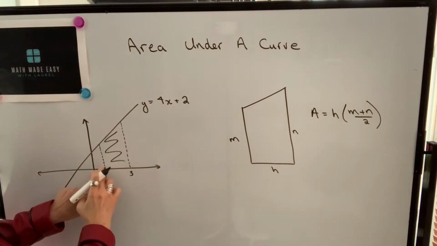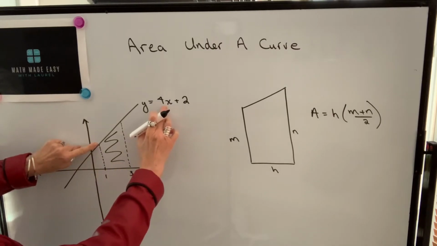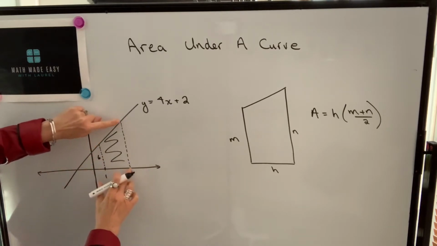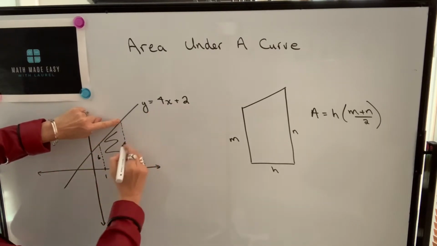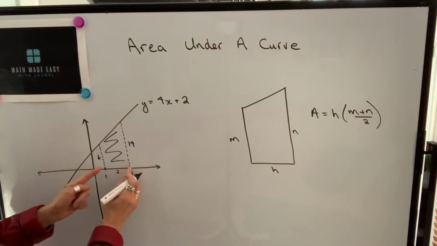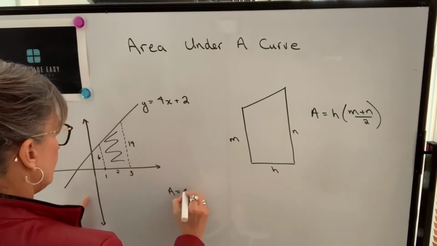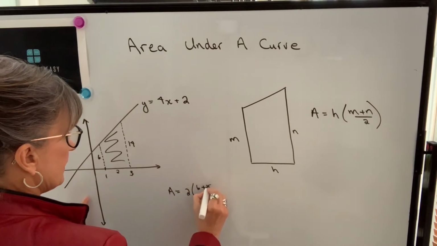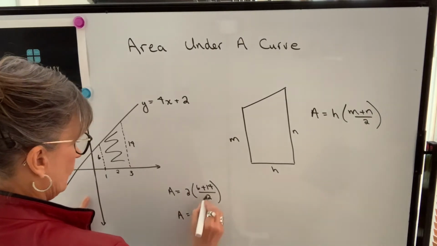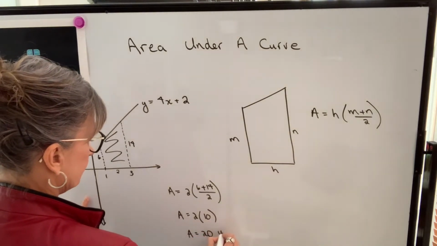So in our example here, I need to know this length. To find this length, it would be the y value. So when I put a 1 in for x, 4 plus 2 is 6. I would need to know this y value. I would put the 3 in for x and get 14. And then this distance between the two parallel sides is 2. So my area would be equal to 2 times the average of 6 and 14, which is 10. So my area would be 20 square units.